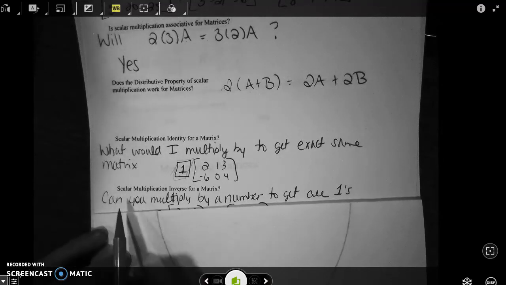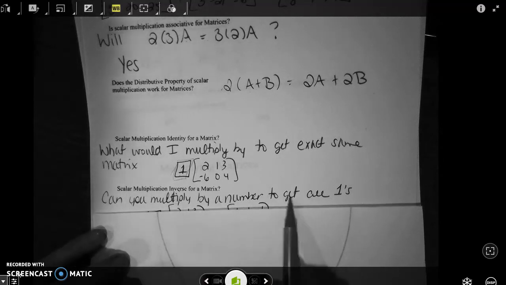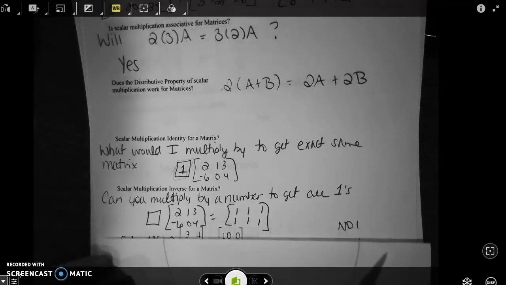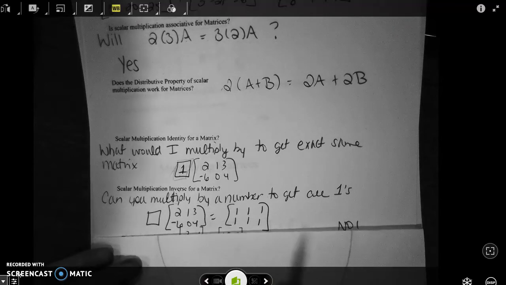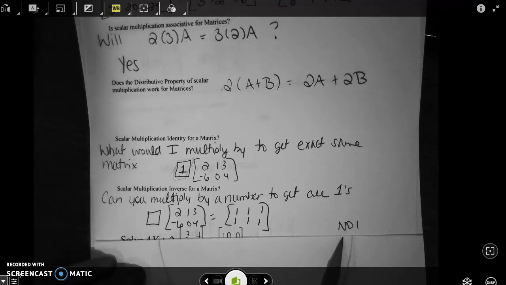And so what would be your multiplicative inverse? Here's what you've got to think about. Can you multiply a matrix by a number and get a matrix that contains all 1s? Can I take 2, 1, 3, negative 6, 0, 4, and multiply it by a single number that would result in 1, 1, 1, 1, 1, 1? Well, to turn 2 into 1, you'd have to multiply it by 1/2. And then you'd have to multiply this by 1, and this by 1/3. Since those would all have to be multiplied by different things, there is not a multiplicative inverse for that.